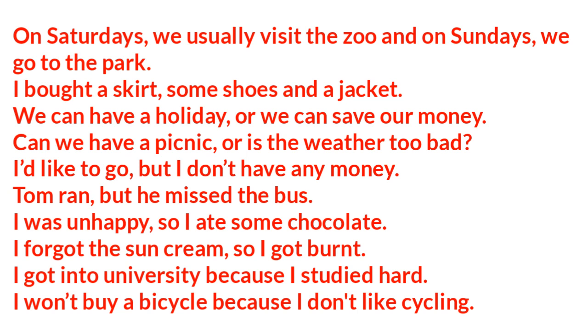Look at the next one. We can have a holiday or we can save our money. Here, two options are given, isn't it? Have a holiday or save our money. Two options. That's why we used the conjunction or. We can have a holiday or we can save our money. Next one. Can we have a picnic or is the weather too bad? Here also two options. We used the conjunction or.